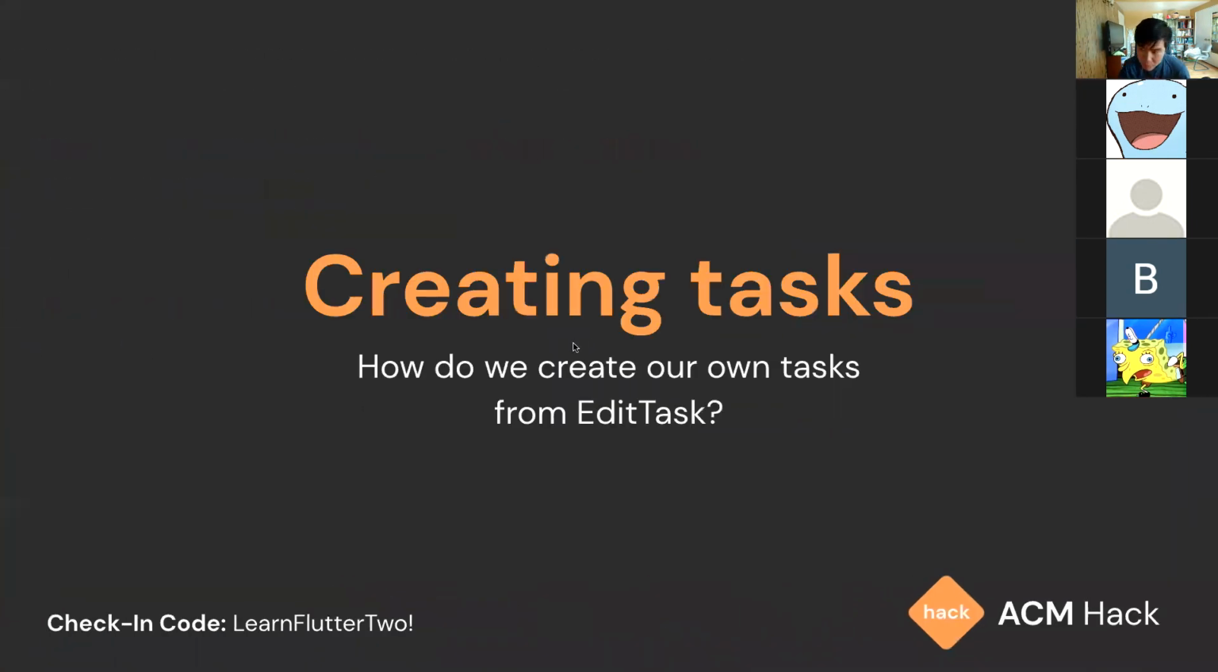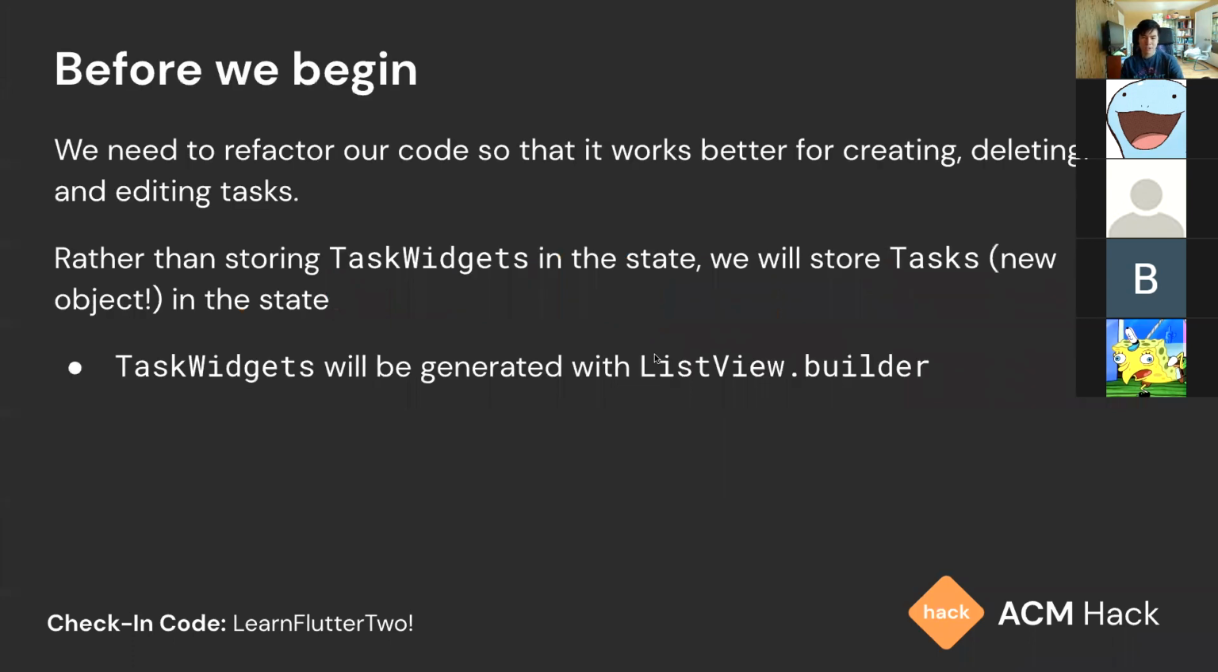So pretty basic. But now how do we create our own tasks, right? We want to actually have custom titles and descriptions each time. So before we begin, we're just going to do some refactoring, which means essentially restructuring or reorganizing our code. And this will be done so that our code is better equipped to create and delete and edit the tasks. So rather than storing the task widget in the state, we'll instead store task objects in the state. And the task widgets will be generated with what's called a ListView builder.